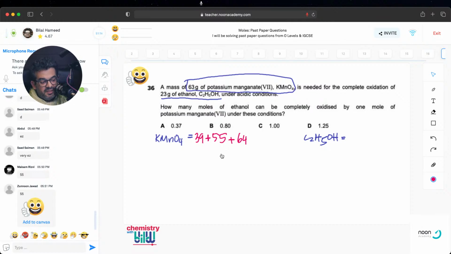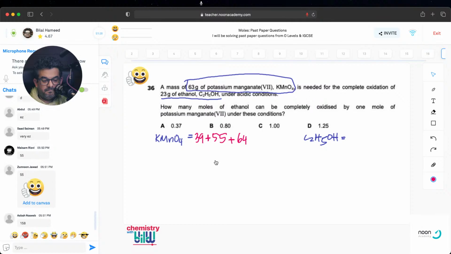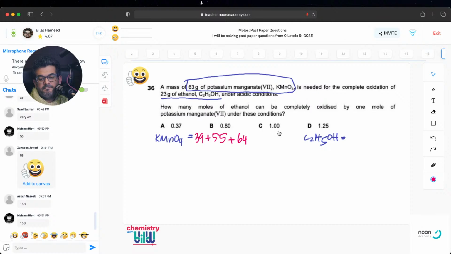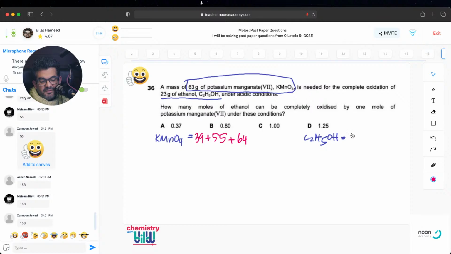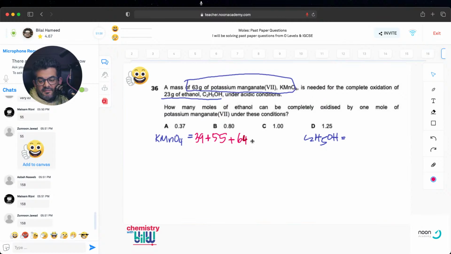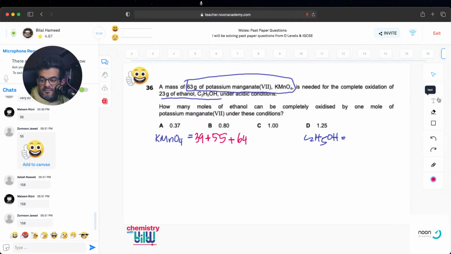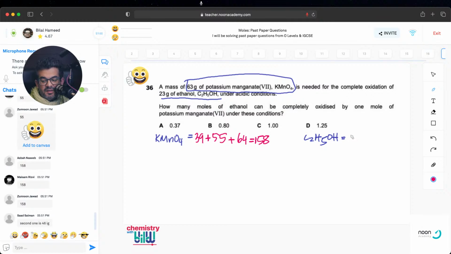So how much is this total? Can you tell me? C2H5OH, what do you have? 150. Okay, 158. And ethanol is? I think 46 if you do the math. Thank you.